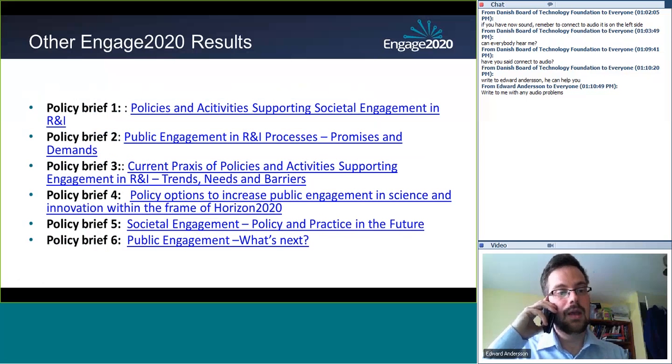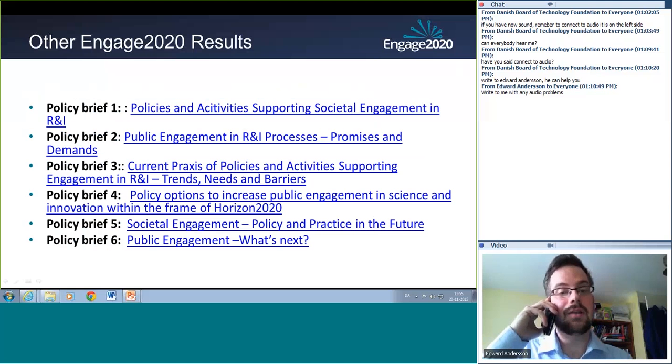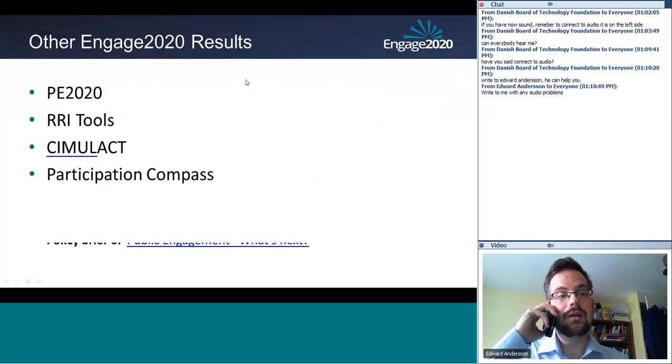reports. We also have policy briefs. We're all busy people. Briefs are good. And this kind of summarizes, these 6 documents summarize our thinking in very important areas. All of this can be found if you go to engage2020.eu and look at our publications section. So I really encourage you to do that. And we will, of course, make the recording available.